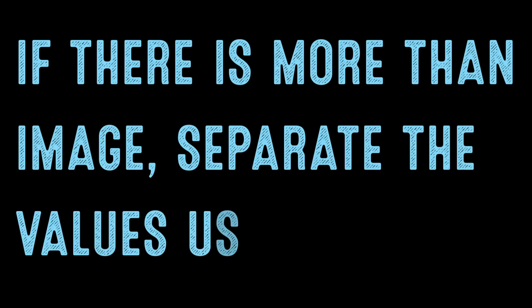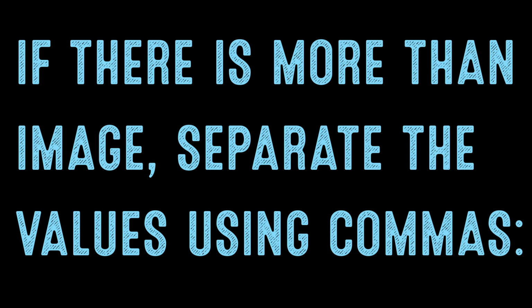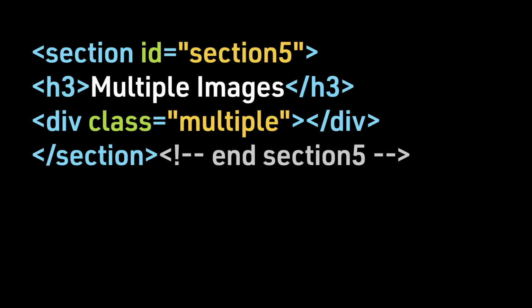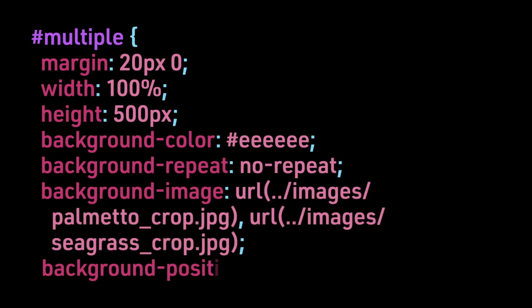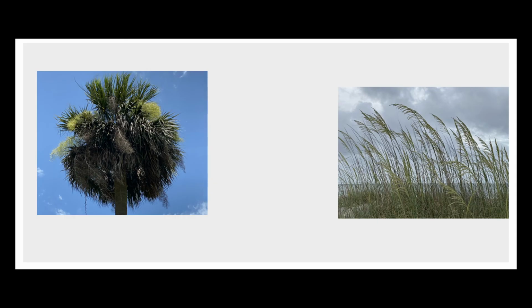If there is more than one image, separate the values using commas. Background-position 2em 4em, comma, right. This is the HTML, and the CSS has been changed to load instructions for a second image. And this is how this would look in a browser.